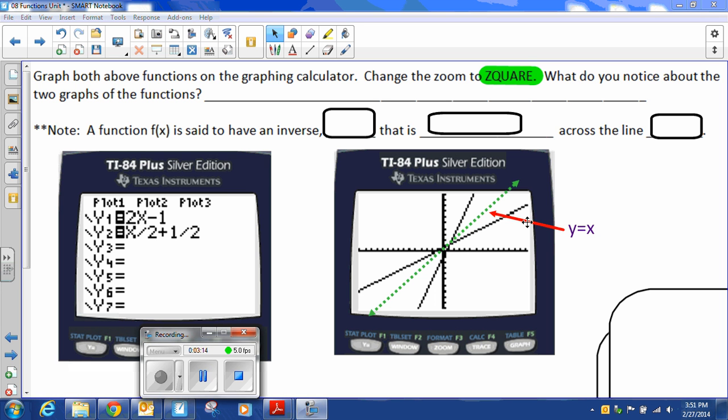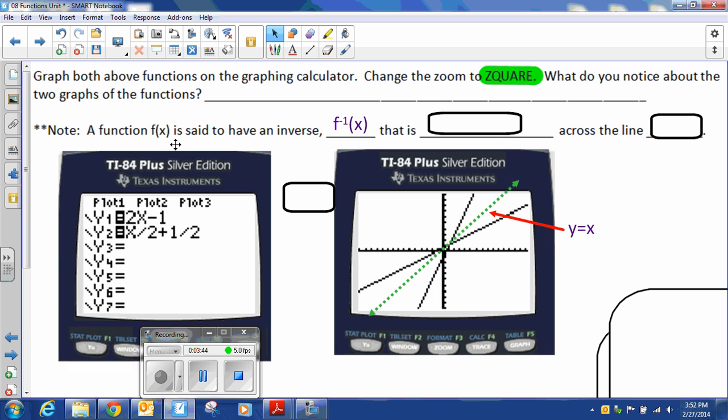Now these are actually symmetrical. What I mean by that is if I folded this graph along this green dotted line, then one function would lay on top of the other function. And this is always true for inverse functions. We call this the line of symmetry, we call this also the line of reflection. This line is y equals x.